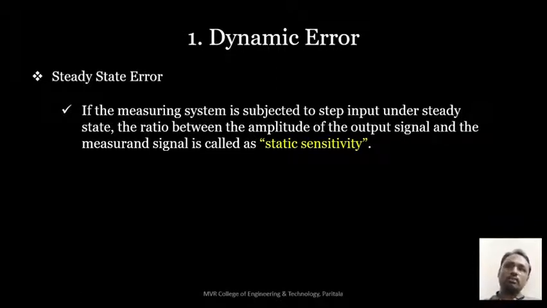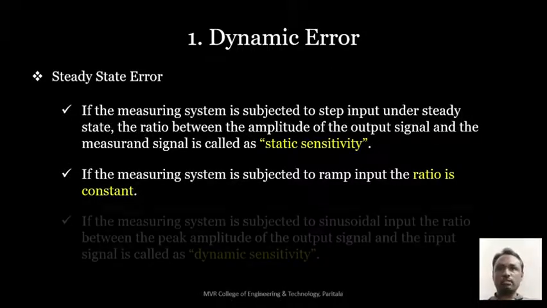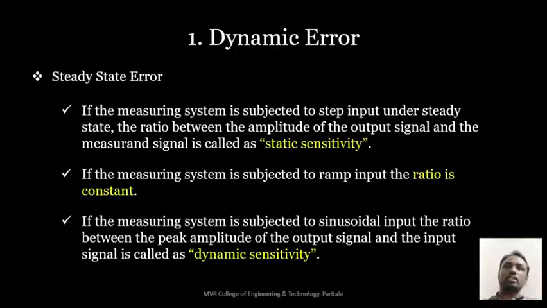So what will happen if it is subjected to ramp input? If the measuring system is subjected to the ramp input, the ratio is constant. So in this case the steady state error is constant, which will be useful for calibration. If it is always constant, we are able to calibrate it. The next one: if the measuring system is subjected to sinusoidal input, the ratio between the peak amplitude of the output signal and the input signal is called dynamic sensitivity.